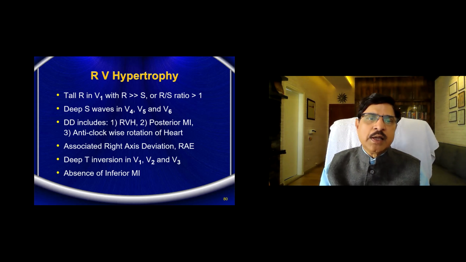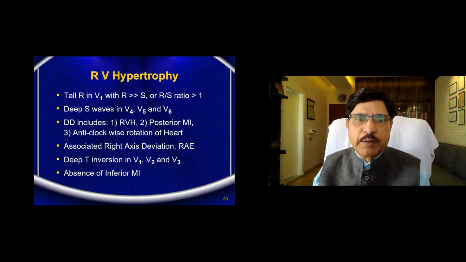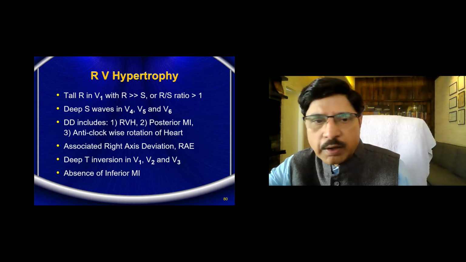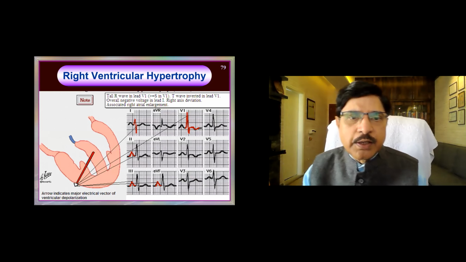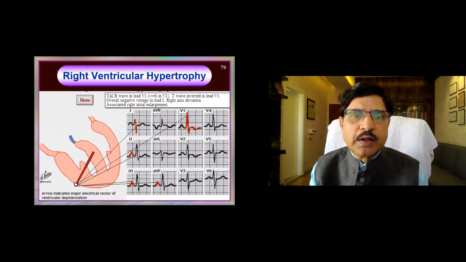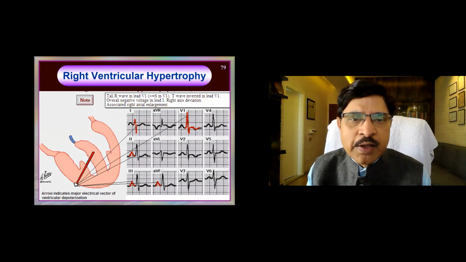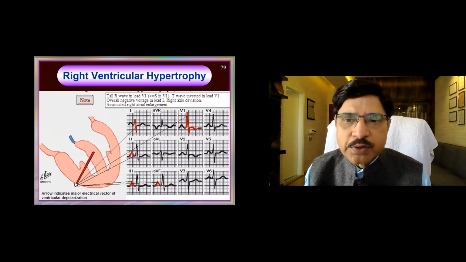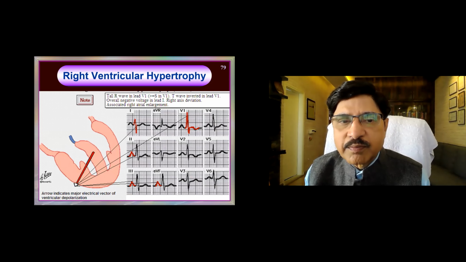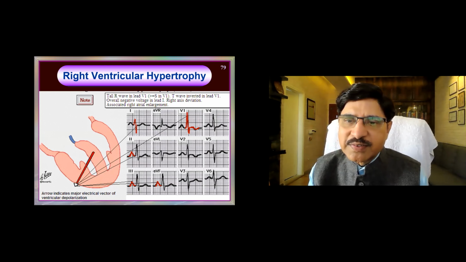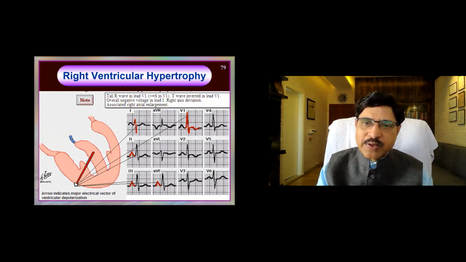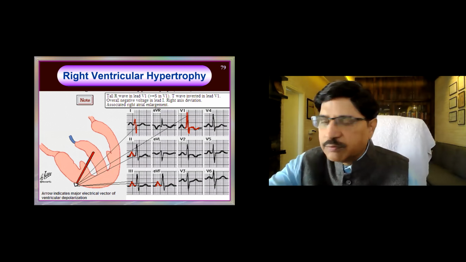In the ECG, deep T inversions, opposite direction, absence of inferior MI because the T waves are in the opposite direction. You see here, if the T waves were not in the opposite direction, if the T waves are also in the same direction as the R wave, then it is posterior infarction. Simply looking at the ECG, you can say whether it is RVH or posterior. When we come to infarction, we'll learn.